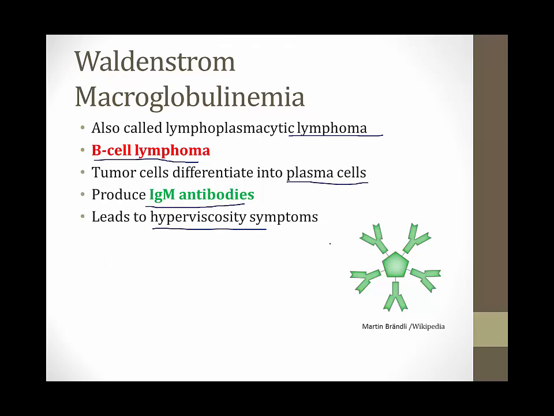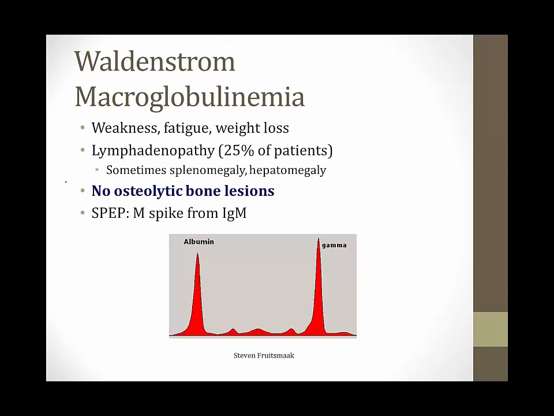That's because IgM is a very large molecule. It's a pentamer made up of immunoglobulin monomers, and when it's present in the blood in excess, it makes the blood very thick and viscous, and that leads to characteristic symptoms called hyperviscosity symptoms, which we'll talk about in a minute. The general features of this disorder include weakness, fatigue, and weight loss, and these are all symptoms you would expect in a patient who has a form of lymphoma. In addition, about a quarter of patients develop lymphadenopathy, sometimes splenomegaly or hepatomegaly. Importantly, however, there are no osteolytic bone lesions associated with Waldenstrom macroglobulinemia, and this is a key distinction between this plasma cell disorder and multiple myeloma.